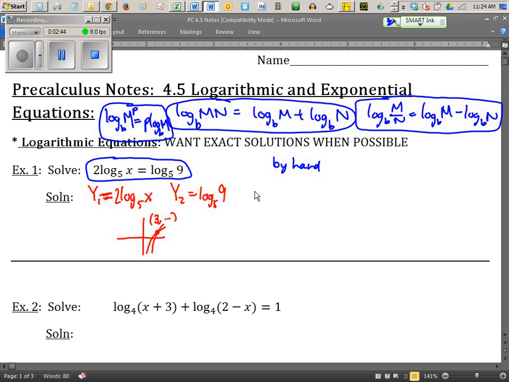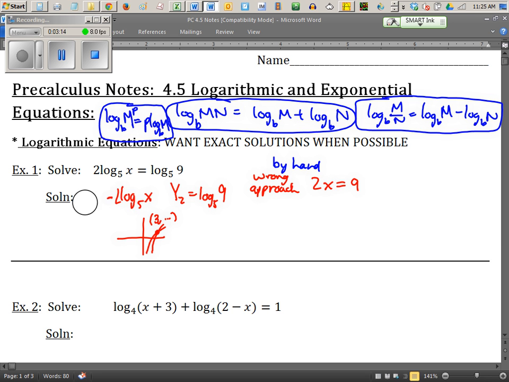Some people would look at this and say, oh, I'll just cross out the 2 logs. Why not? So they'll go like this. Bam, bam, and they'll just get 2x equals 9. This is the wrong approach. It's the wrong approach. You cannot just cross out the logs like that. The goal is to cross out the logs, but not quite yet. So does anyone know what we need to do first on this actually? Yeah, you can't have this 2 in the front when you cross out the logs.